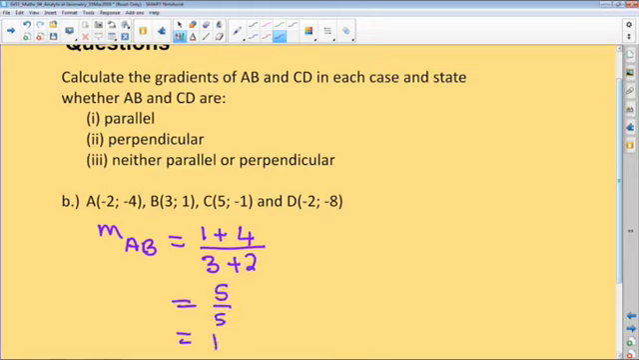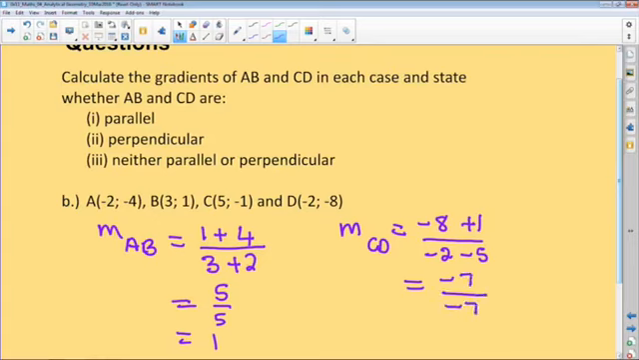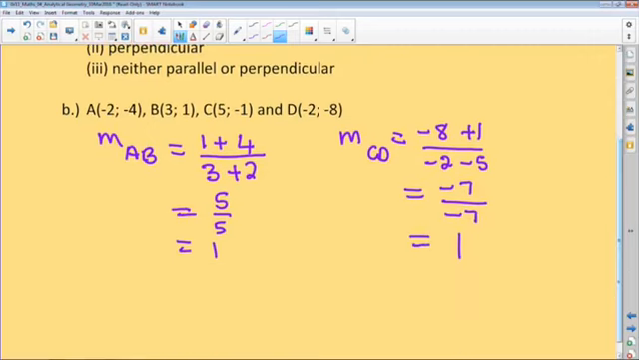All right? Now we check with the gradient of CD. Your gradient of CD is -8 plus 1 divided by -2 minus 5. And that is -7 divided by -7. And that gives us a 1. Now, look, something interesting here. The gradient of AB is 1, and the gradient of CD is 1.